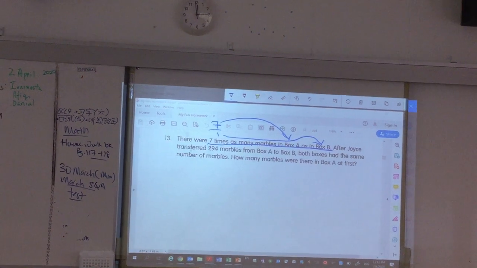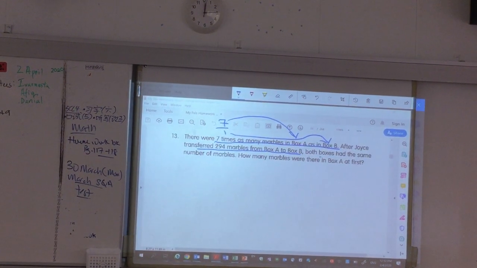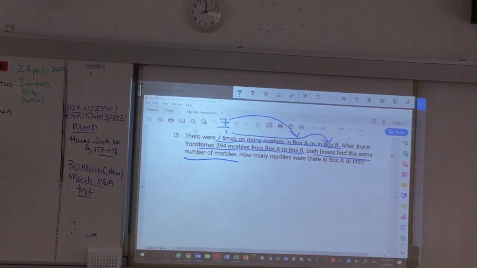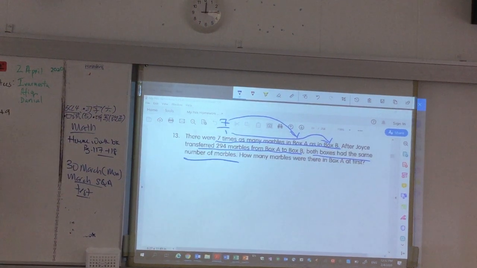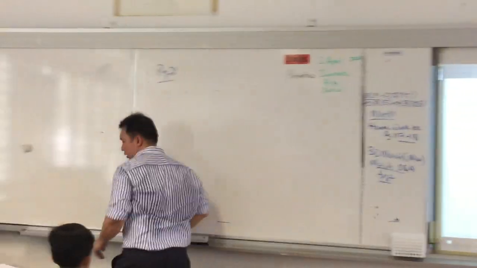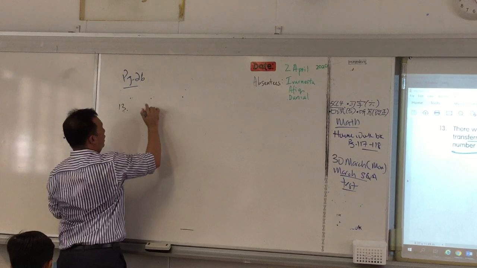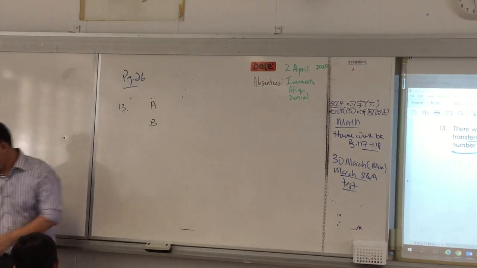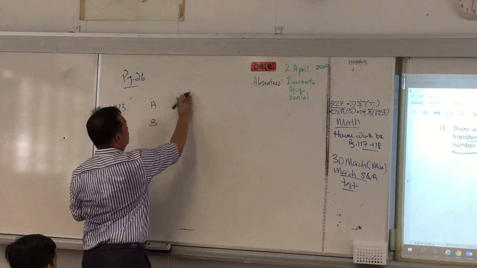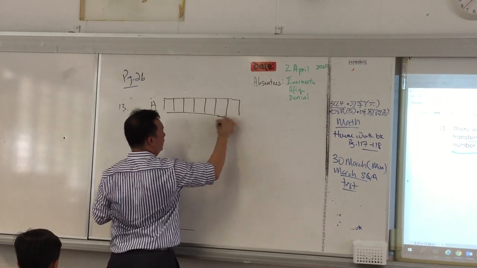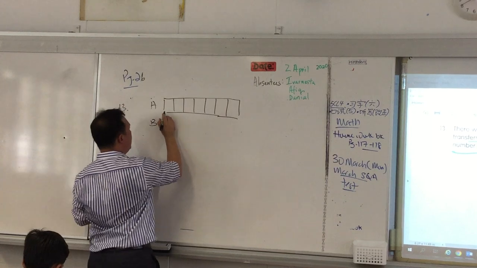Now, after Joyce transfers 294 marbles from A to B, as a result, both have the same number. So how many marbles were there in A at first? Sorry about the bad quality, guys. So question 13, A and B. How many units do I draw for A? A: 1, 2, 3, 4, 5, 6, 7. And B, how many units?